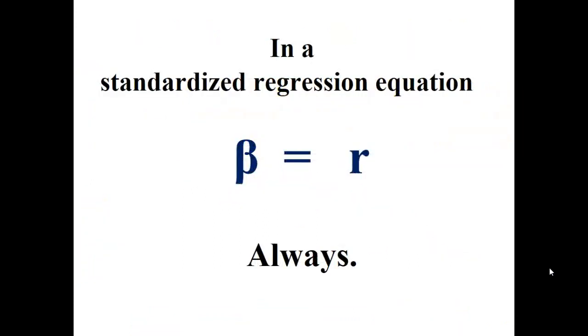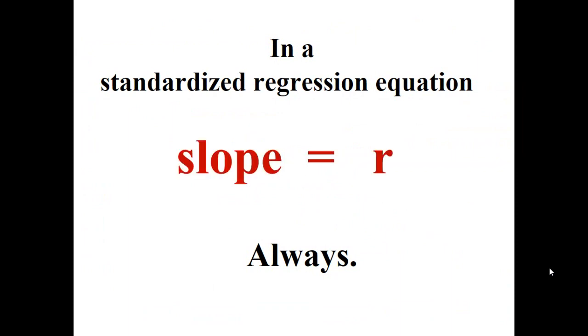In a standardized regression equation, beta equals R. Always. Wow. So beta is the slope. So the slope of the standardized regression equation is equal to R. Always.